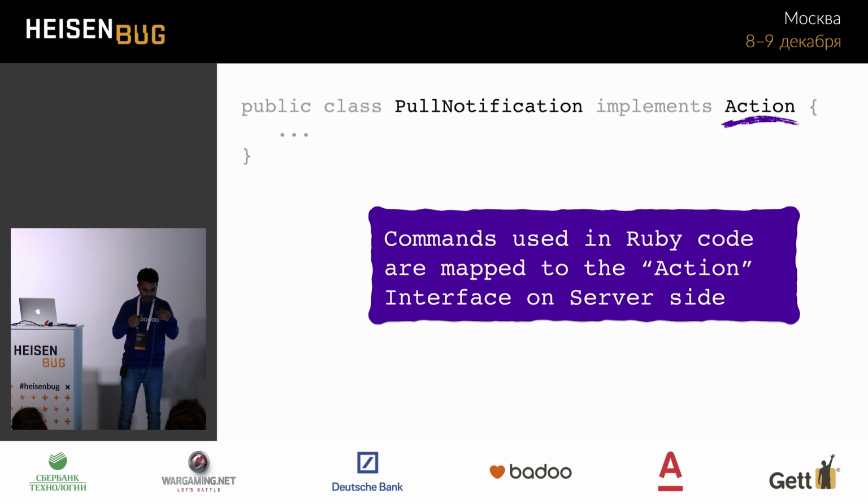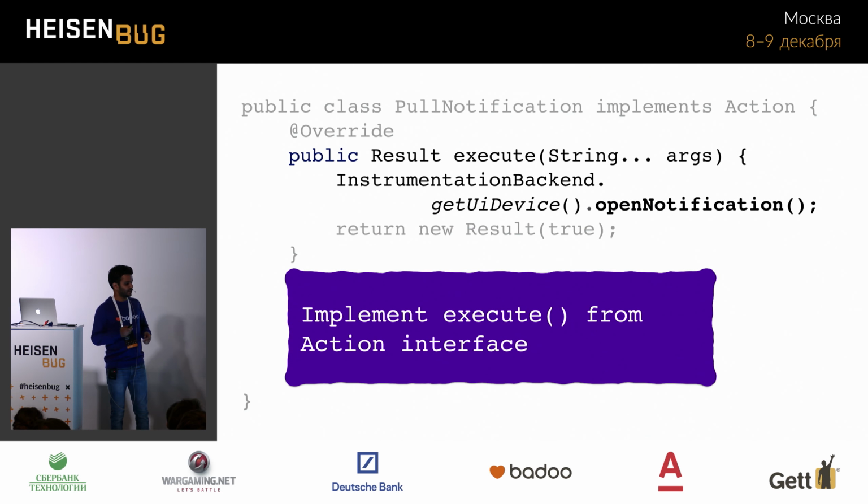Now Action is the interface which is implemented for all the commands for Robotium, like click, touch. All the commands used in Ruby code basically are mapped to this interface. So when we call click in our client-side code, they call some click action on the server side. This interface declares two methods, and we need to implement them. One of them is execute, in which we need to tell what we actually want to do.